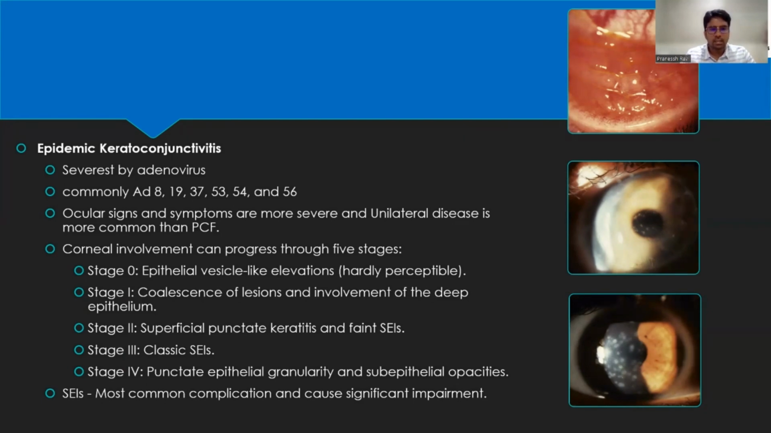Stage 3, these infiltrations become more formed, and stage 4, you have an epithelial granularity and the subepithelial opacity is formed. So it is wise to start steroids from stage 3. Subepithelial infiltration is the commonest complication and it causes significant visual impairment when it involves the central cornea.